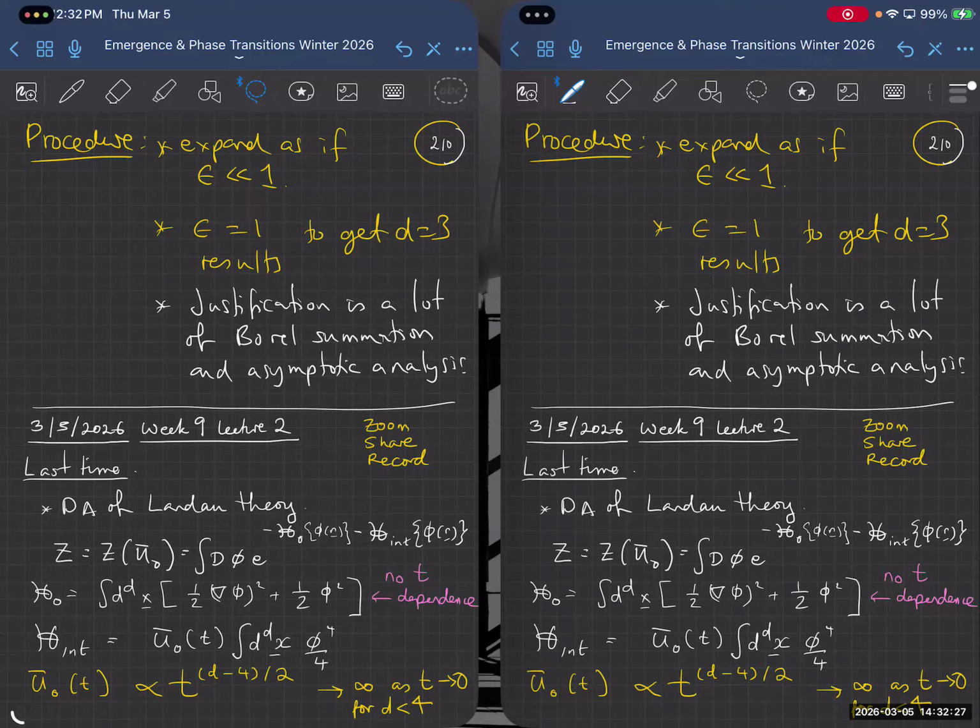So what we did last time was we did a dimensional analysis of Landau theory.